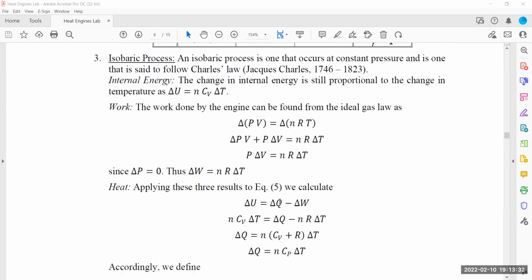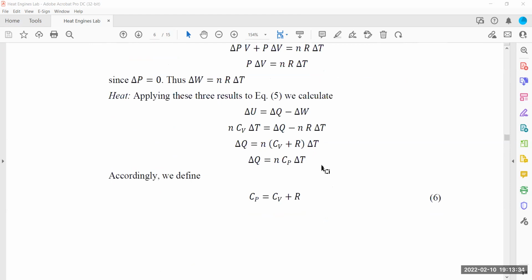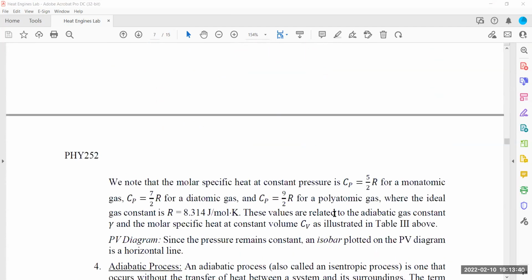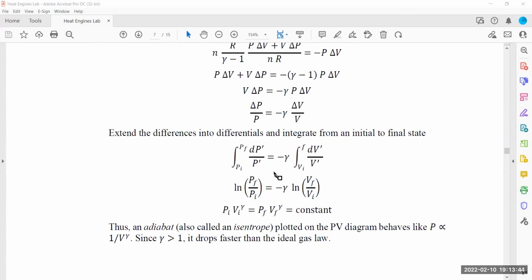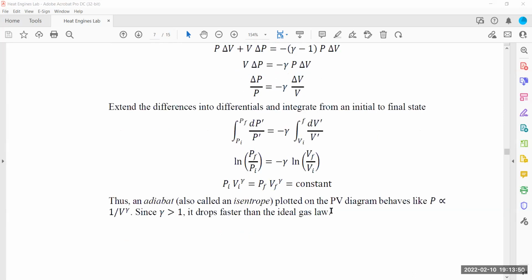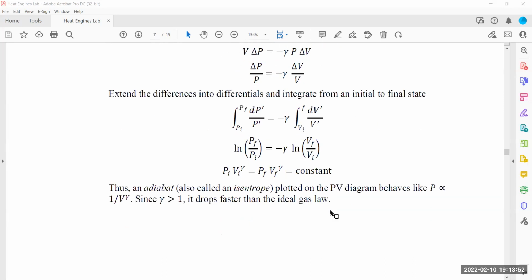So the isobaric process, this is a repetition. This is a relationship that we found. That's what I was talking about. Cp is Cv plus R. The adiabatic process, again, we did this in lecture, and this is another derivation for it. PV to the power gamma is constant, and TV to the power gamma minus 1 is constant. That was actually the previous lab too.